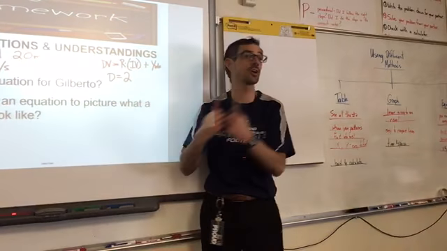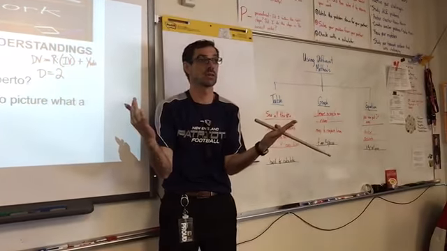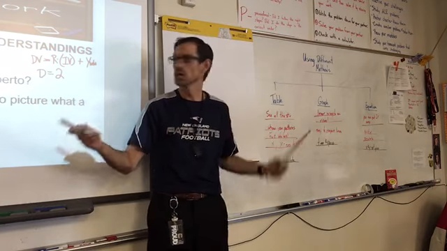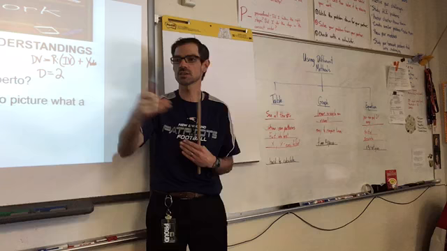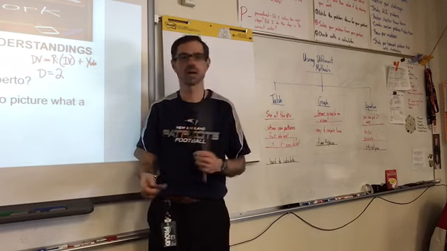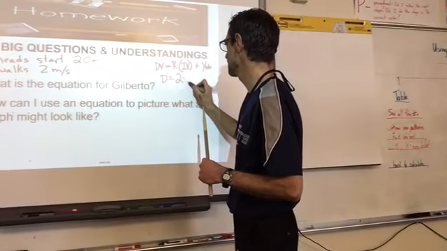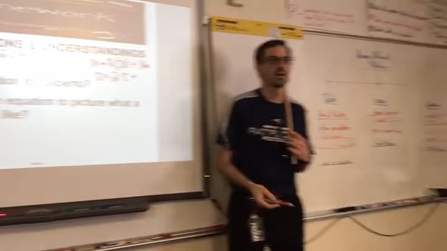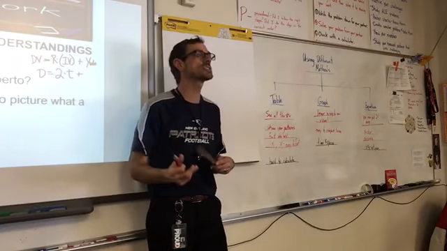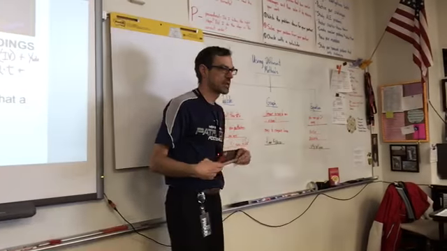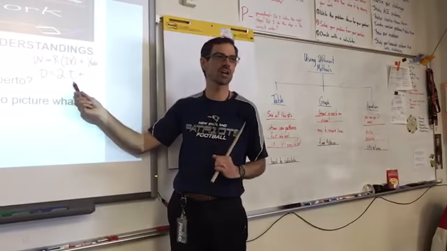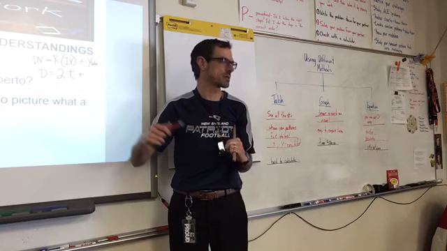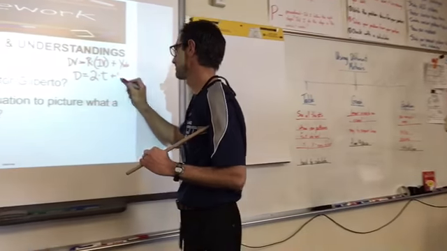Now, my independent variable, I never know. My dependent variable and independent variable are always variables. So if this is distance, what's the other variable? Time. So I'm going to put a T for time. And is there a y-intercept here? If I put 0 in for time, where does Galberto start? 20 meters.